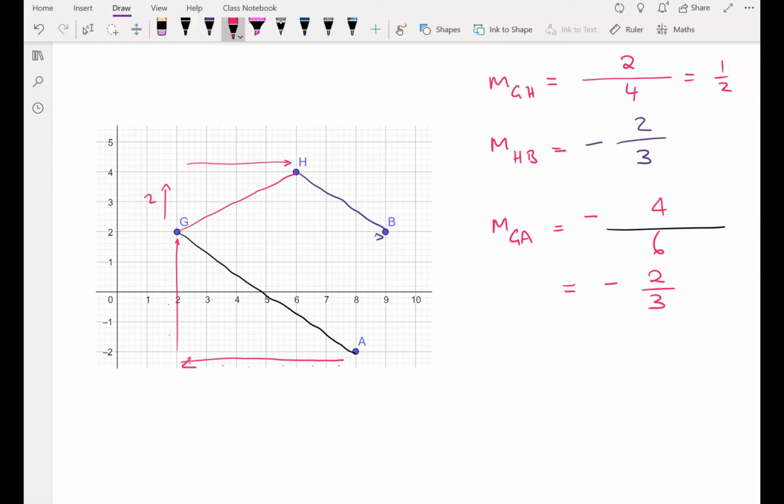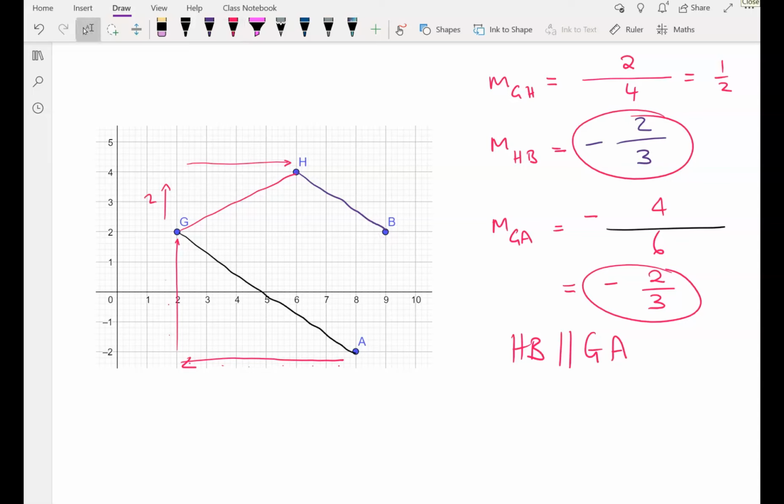Hang on, I hear you say. Minus 2 over 3. So those two lines, the lines GA and the line HB, have the same gradient. In other words, we can say that HB is parallel to GA. And that's quite a useful way of being able to prove that lines are parallel. If you can figure out their gradients and show that their gradients are the same, then we can do that.